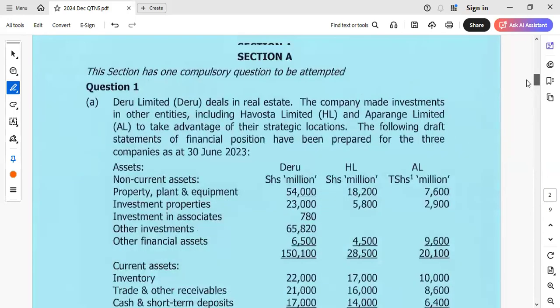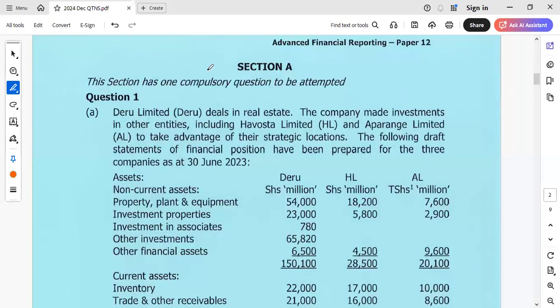When you look at our information, we are told that Deru deals in real estate. The company made investments in other entities. Deru Limited made some more investments in other entities, that is in HL and in AL. So you have two entities here to take advantage of their strategic location.